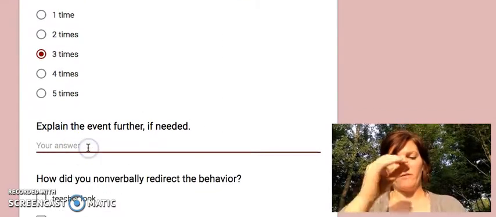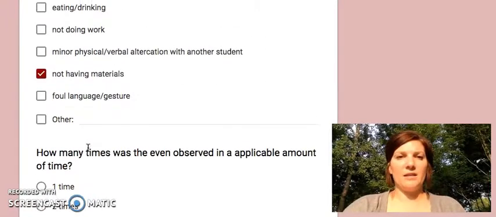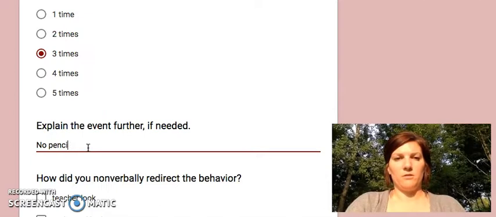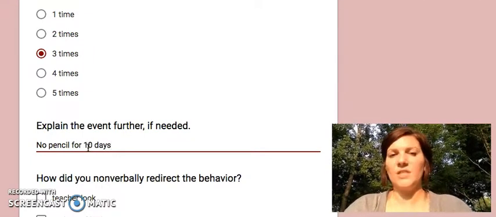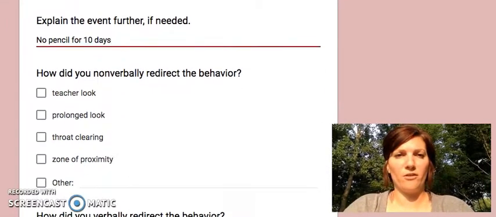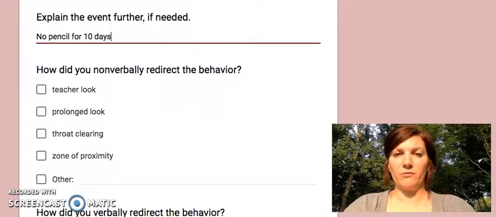Explain the event further if needed. So we already said that they're not having their materials. No pencil for 10 days. Doesn't have to be a lot, just to clue me in on anything that I need to know, not on the form. How did you non-verbally redirect the behavior?